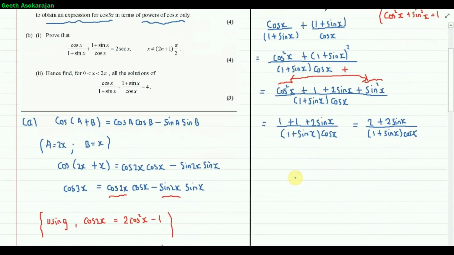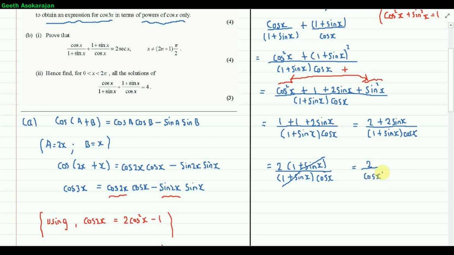Now from this step I'm going to factorise the numerator. So if I take a common factor of 2 from the numerator, I'm left with 1 plus sine x divided by the term in my denominator, which reads 1 plus sine x into cos x. And as you can see, I can cancel the 1 plus sine x terms to give me 2 over cos x.